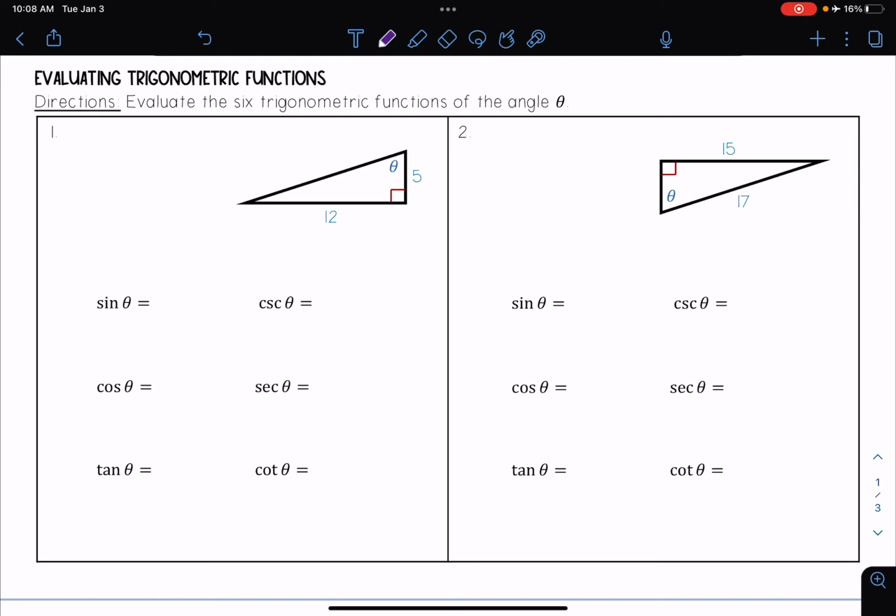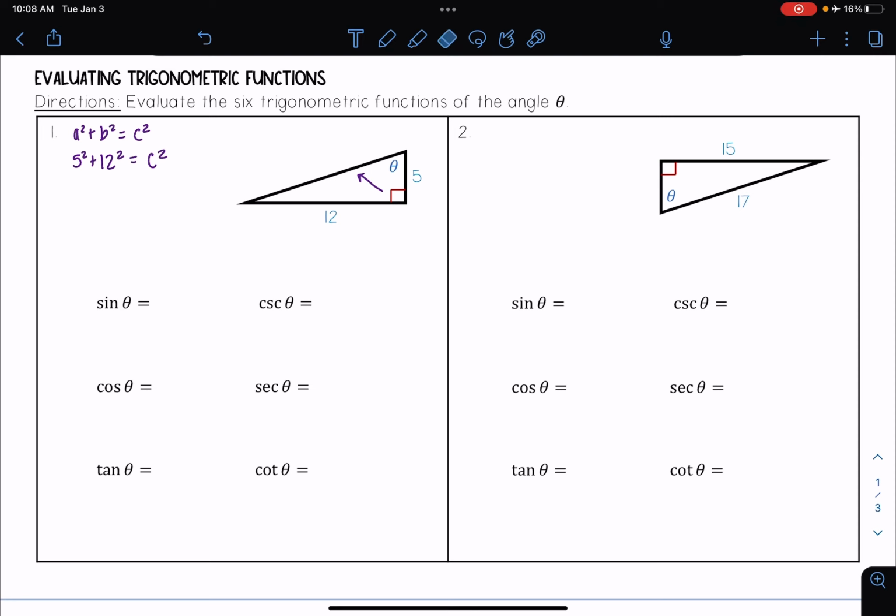But something that we should remember is the Pythagorean theorem, and that is a squared plus b squared is equal to c squared, where a and b are your legs and c is your hypotenuse. So here we're missing our hypotenuse. We're missing that side opposite of the right angle. So to find that side, which is going to be c, I'm just going to do 5 squared plus 12 squared is equal to c squared.